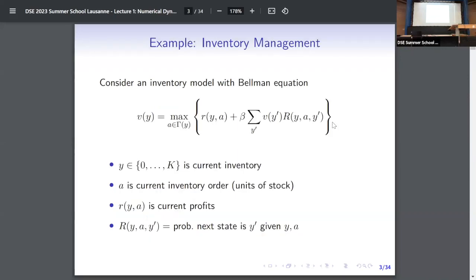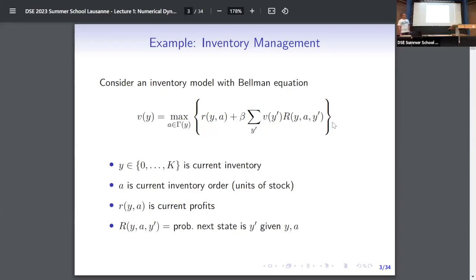Okay, so the problem looks like this. I'll start off with a super simple version and then complicate it a little bit. It's a problem of inventory management. And the Bellman equation looks like what you see here. So Y is going to be current inventory. And A you can think of as your action, and in this case the action is how much stock you're buying in the current period.